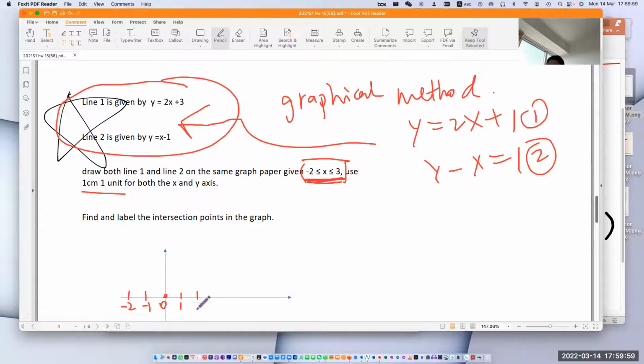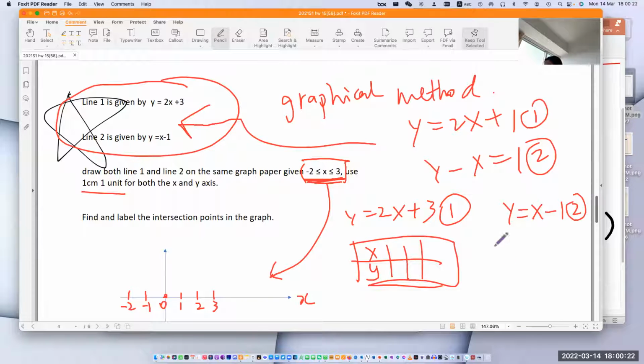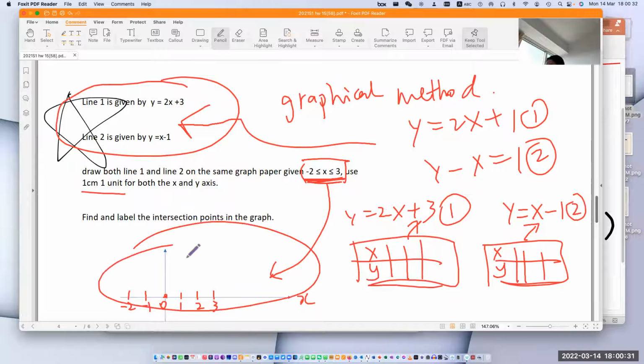So for the x is minus 2 to 3. Minus 2 to 3. Okay. Then of course you need to give yourself a table for this first equation. And then you need to give yourself a table for the second equation. So once you get these two tables, then you just sketch the two out on the same thing. Then you can get the answer.